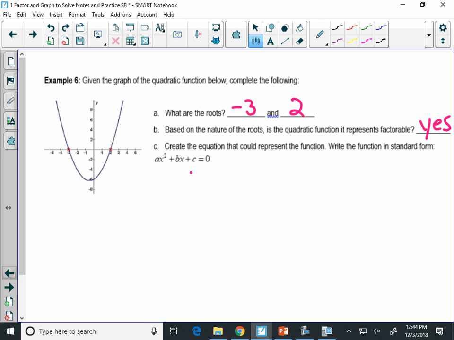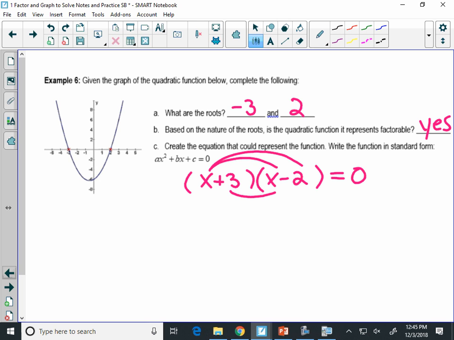So if I have x equals 3, what would be the factor it comes from? X minus 3. If I have x equals -2, what factor does that come from? X plus 2. Well, that's the factored form of the equation. How could I come up with the standard form, ax squared plus bx plus c? FOIL. Distribute. So let's FOIL here.